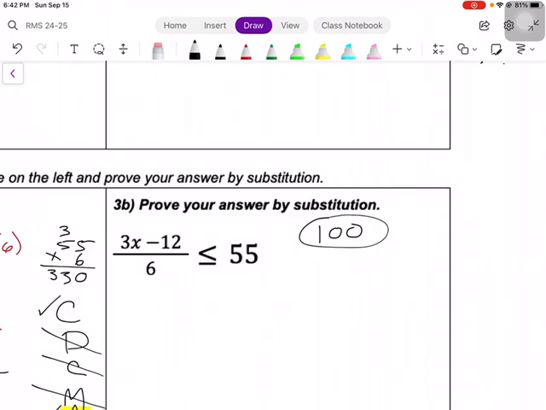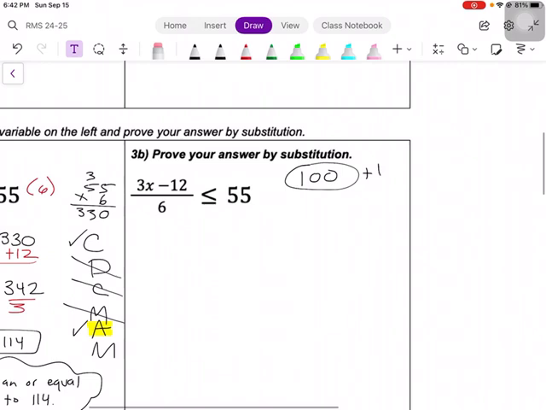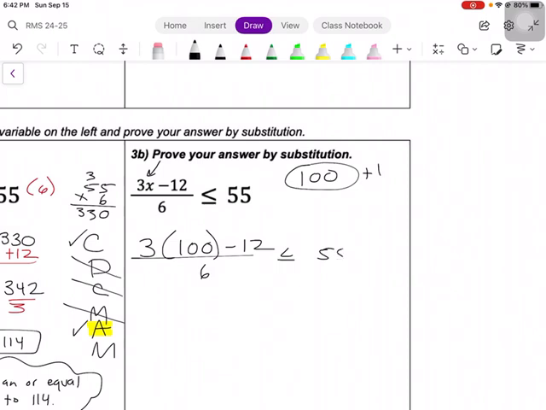Circle it. And you got a point for just at least choosing the right number. That's already a point right there. But then you needed to put it in your equation. So wherever x is at, that's where our number is going to go in parentheses. So I'm going to put 3, and instead of x, 100 in parentheses, and write the rest of the inequality. Okay, so remember parentheses means you multiply, so we're doing 3 times 100, which is 300.